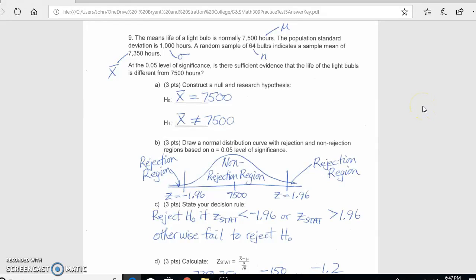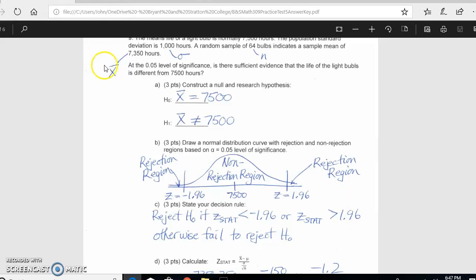This is practice test number 5, and we're working on problem 9. The problem states that the mean life of a light bulb is normally 7,500 hours. The population standard deviation is 1,000 hours. And a random sample of 64 bulbs indicates a sample mean of 7,350 hours.